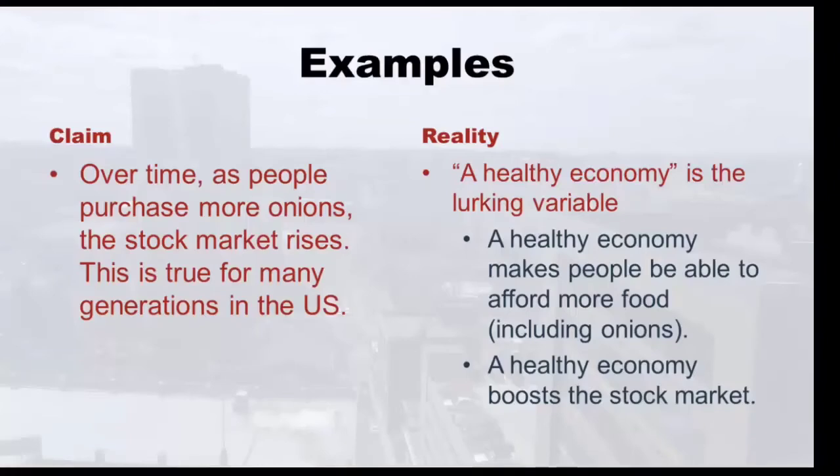So, yeah, we've had some problems with our economy in the US. Do you think we should all start eating a bunch of onions? Right. So the healthy economy is a lurking variable. In a healthy economy, people buy more food, including onions. And also, a healthy economy boosts the stock market. So you've got to be careful about this.